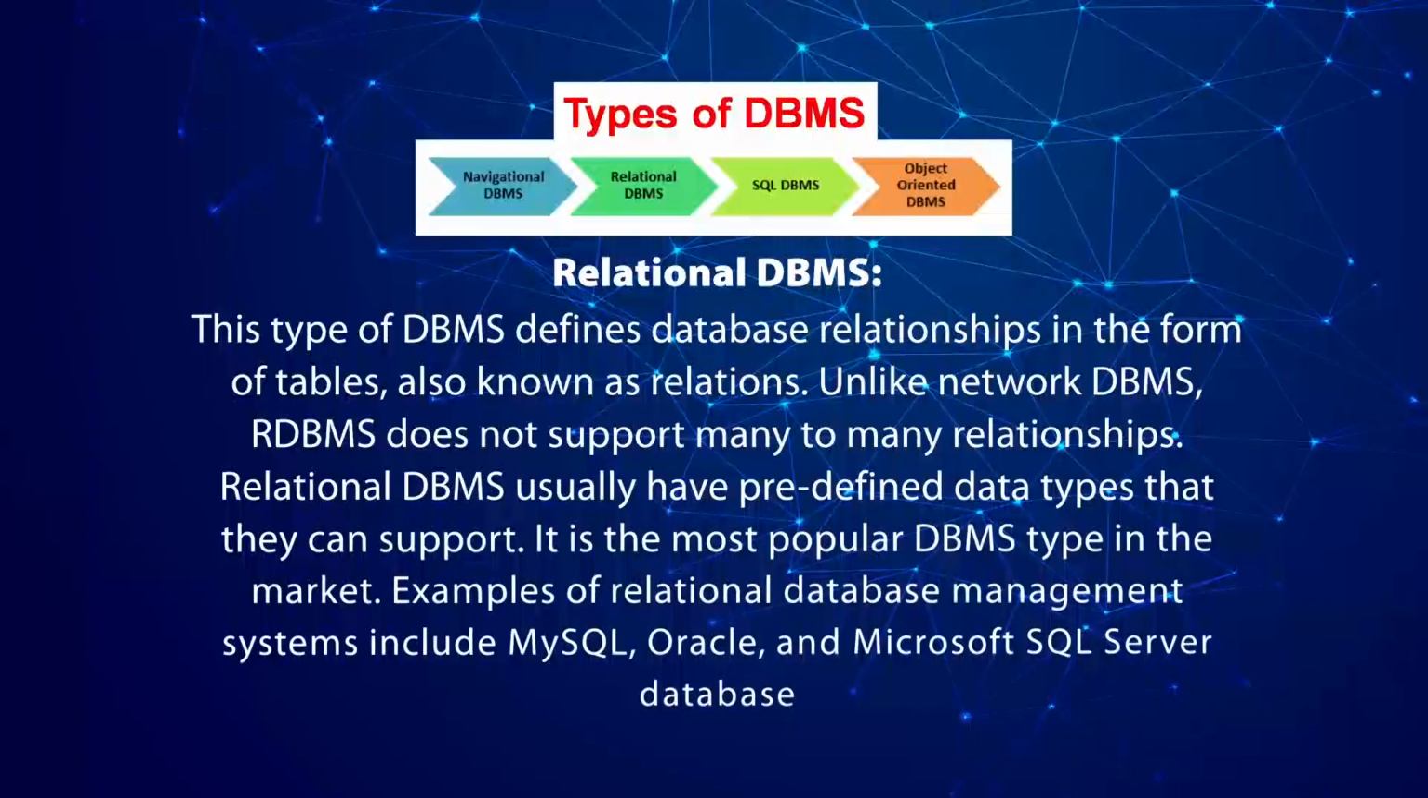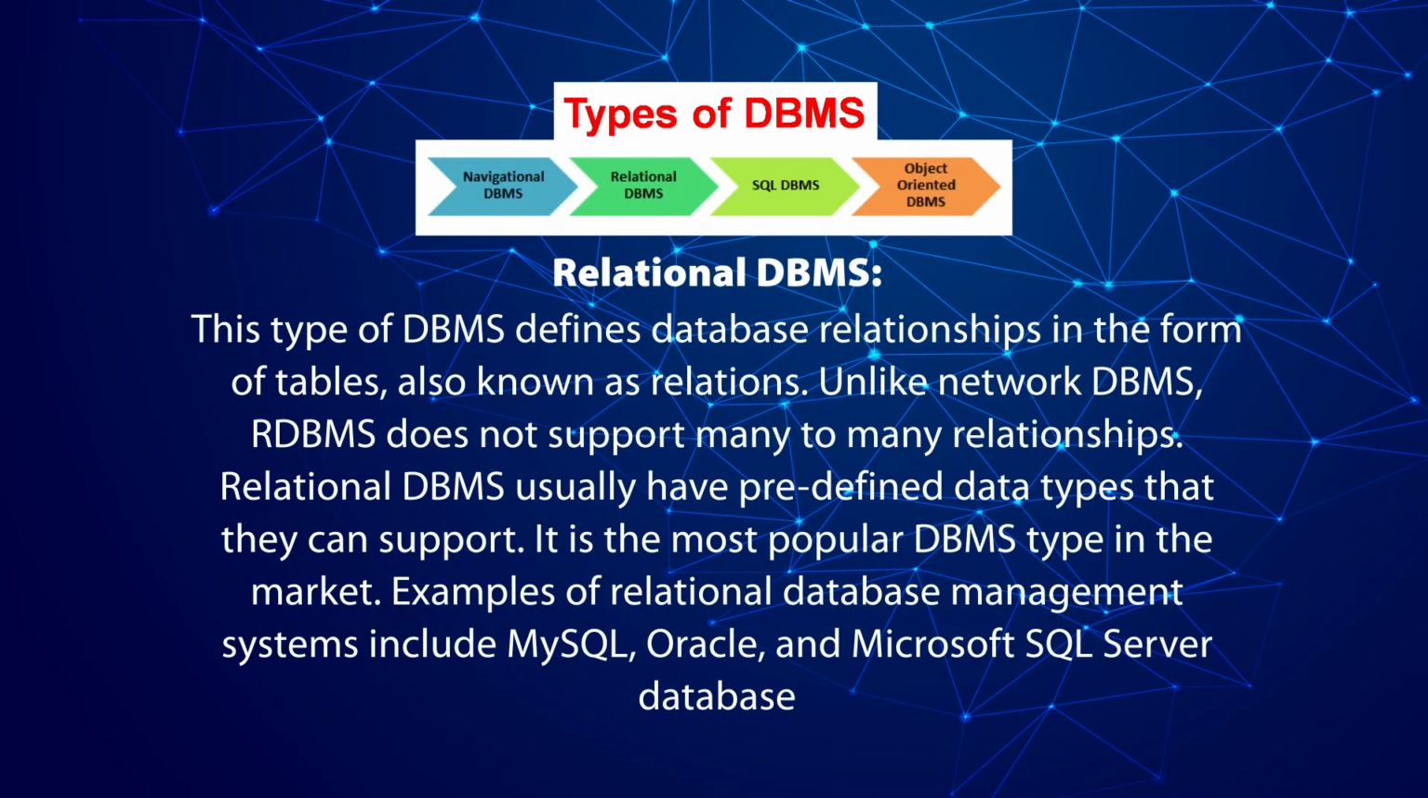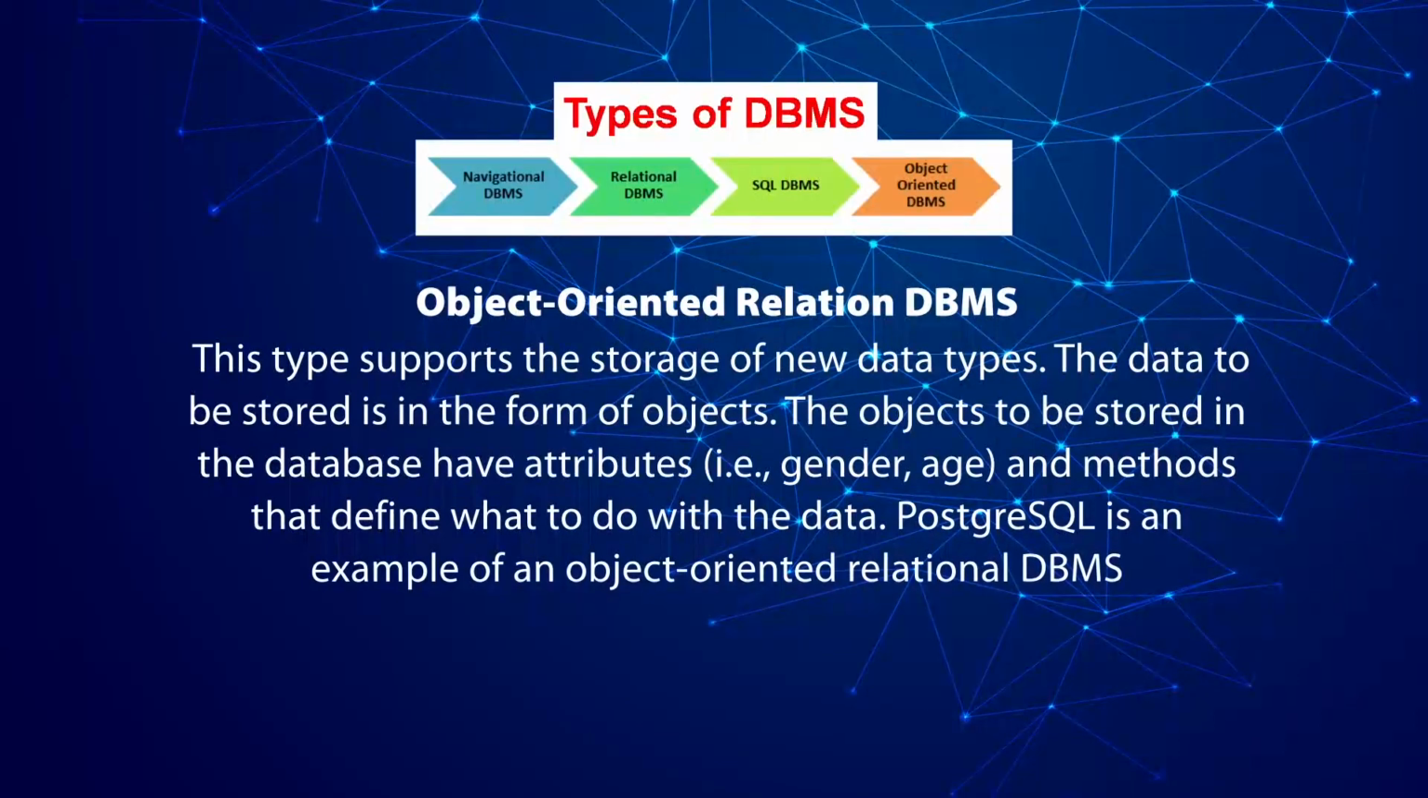This server example is a database management system that implements the network model. So relational database management system, if we talk about, this type of DBMS defines database relationships in the form of tables, also known as relations. And RDBMS, which we usually call relational database management system, does not support many-to-many relationship. Relational databases usually have predefined data types, and are offered by Oracle, Microsoft SQL, or Amazon AWS. On the other hand we have object oriented relational database management system, and this type supports the storage of new data types and data to be stored in the form of objects.